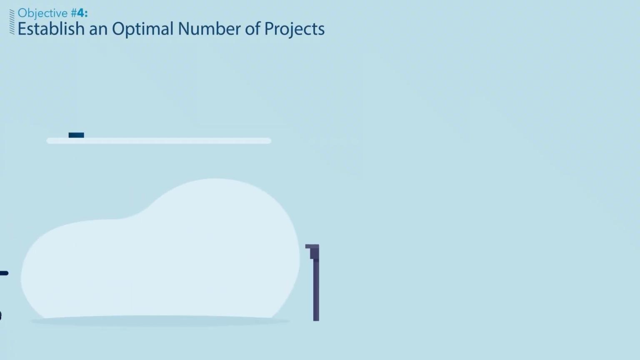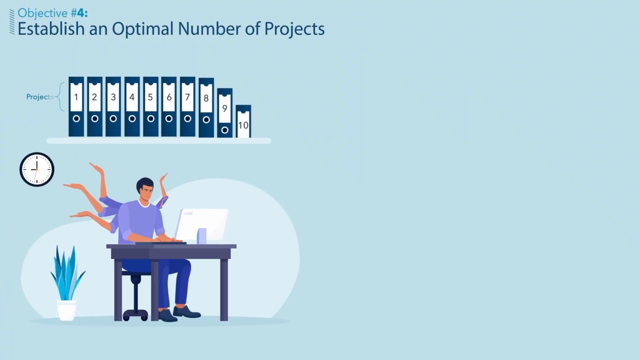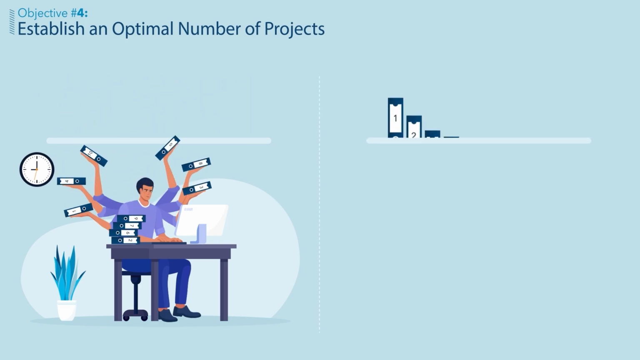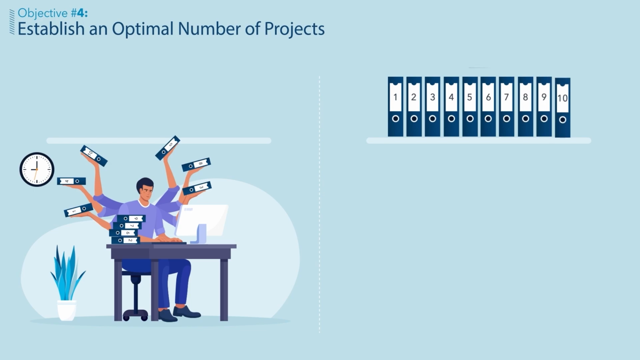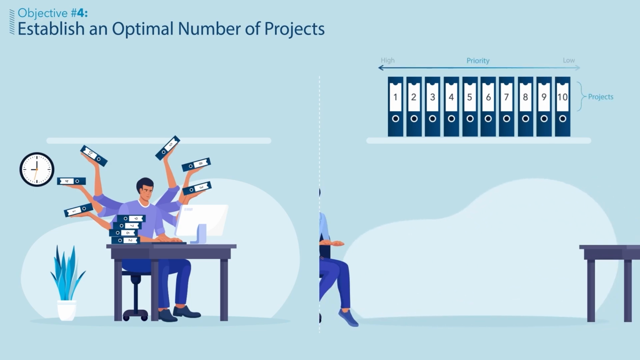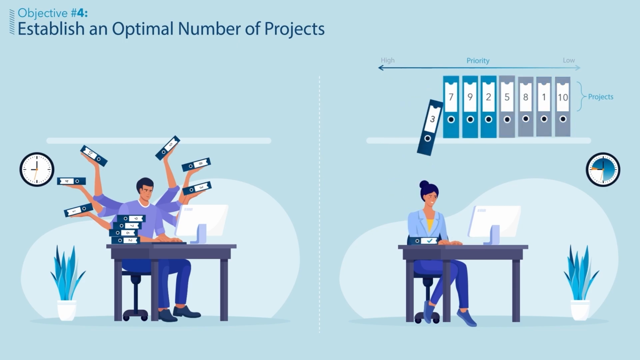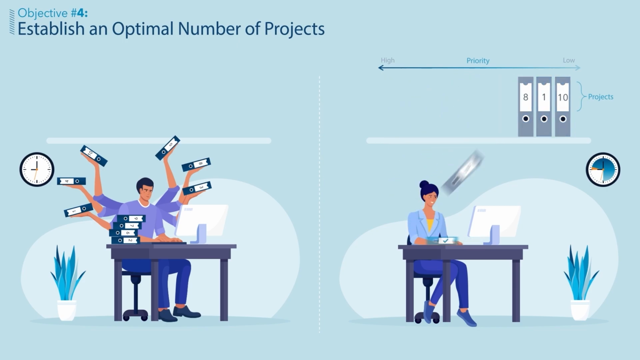Finally, the fourth objective is to manage project activation so that an optimal number of projects are undertaken at the same time. This helps to ensure that prioritized projects are done first, and it also reduces the overwhelming feeling one might have when too many projects are conducted simultaneously.